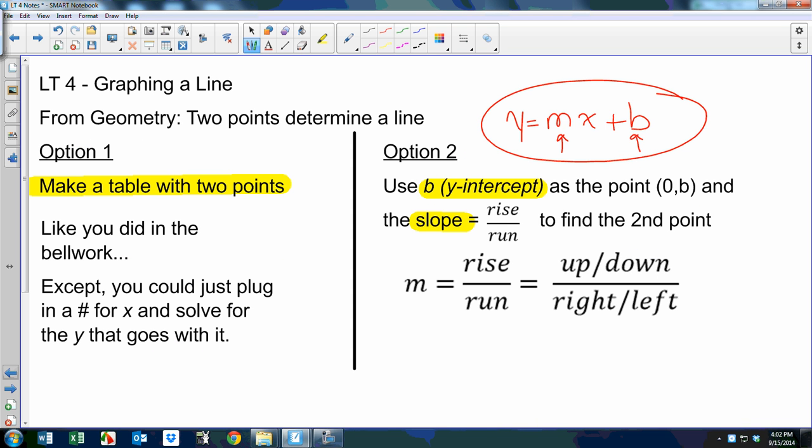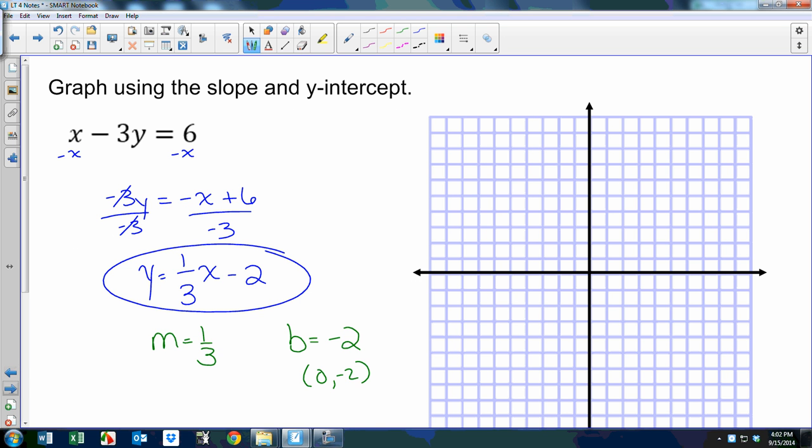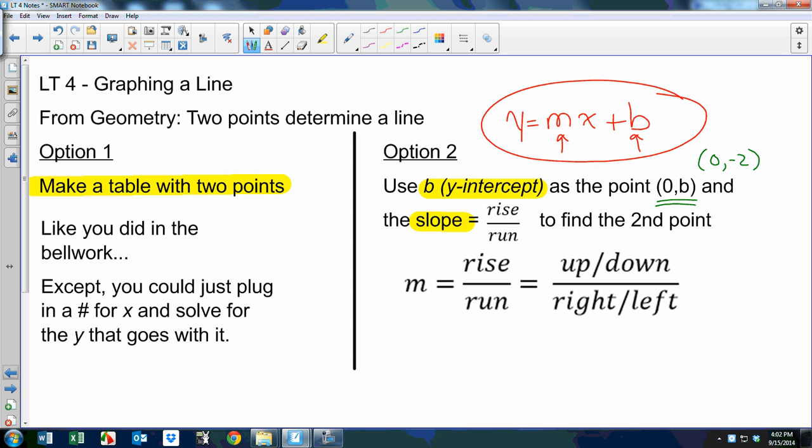So just to look back to option 2, remember the b is a point, and it's where we start. So when our b is negative 2, we're going to start with the point 0, negative 2. So graph the point 0, negative 2. That's our starting point. Again, that's the y-axis, that's the x-axis. So there's 0, negative 2. Then our slope, which is 1/3, is rise over run. In fact, I'm going to put that over here, 1/3. Positive 1, positive 3. If your numbers are positive, that's telling you to go up 1, right 3. Down would be negative, left would be negative numbers.